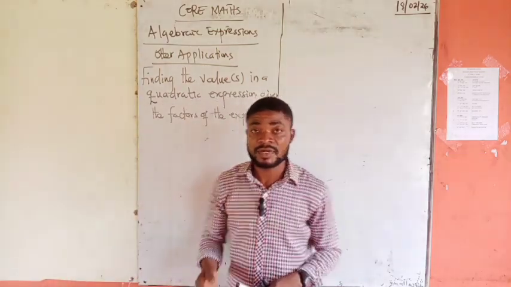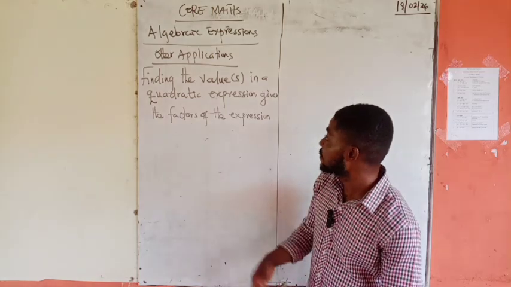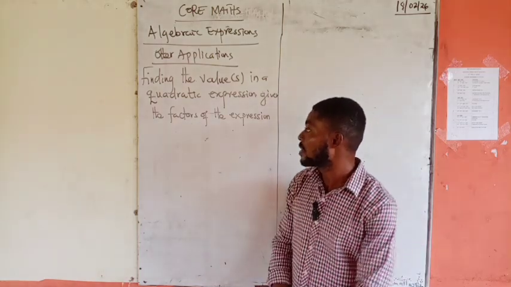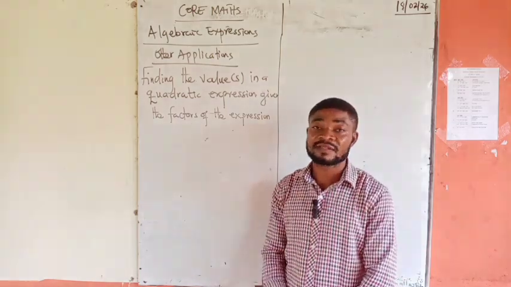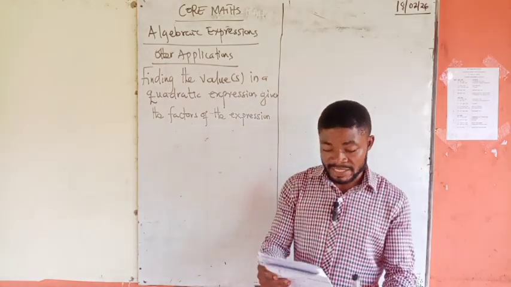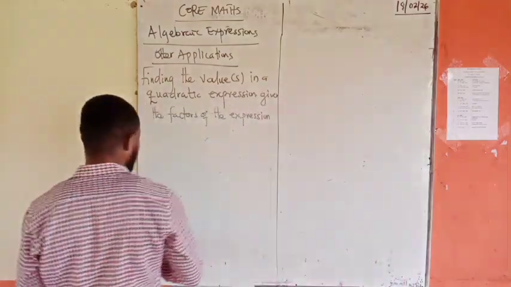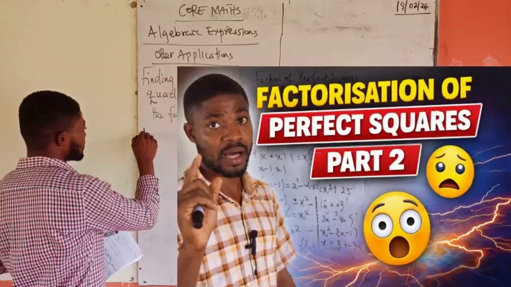Alright, so we are going to look at how to find the values in a quadratic expression when we are given factors of the expression. So a typical example is what I have here, which is example 1.